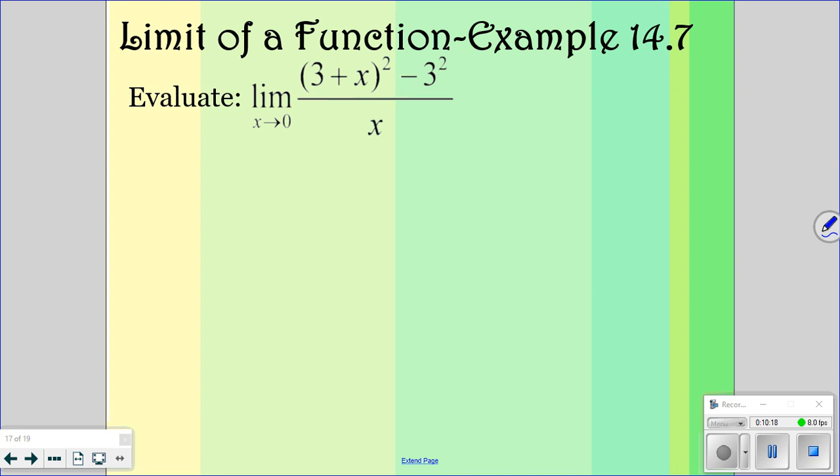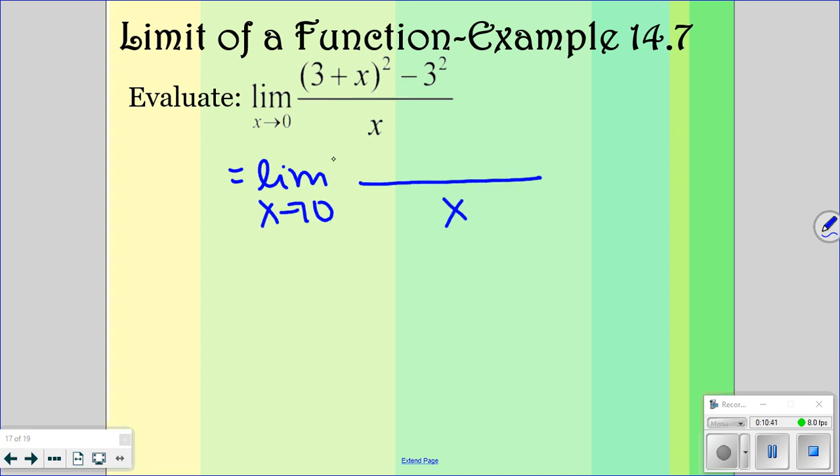Looking at the next example, we want to evaluate this one as x approaches 0. So if we try and plug it in, obviously that's not going to work because you can't divide by 0. So we're going to start off by simplifying this numerator. The way they wrote it is kind of strange, so we're going to try and make it a little bit easier to understand.